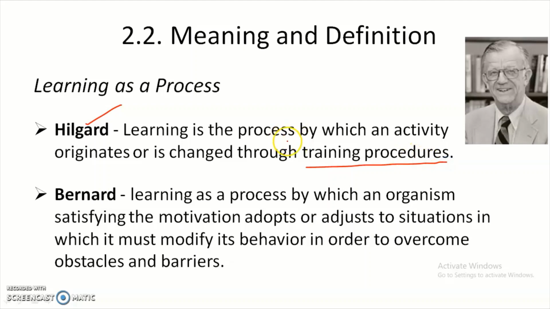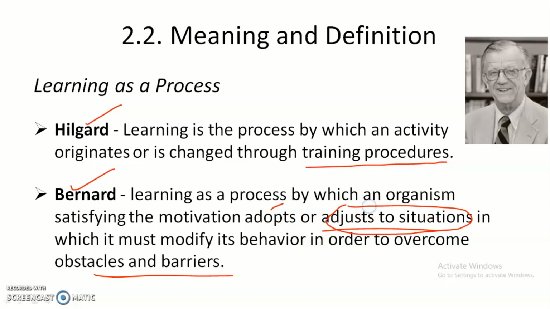Right? That means learning is a process by which our activities are changed with the help of some training procedures. And as per Bernard, it is a process by which an organism satisfying its motivation adopts or adjusts to the situations in which it must modify its behavior in order to overcome the obstacles and barriers, right? So learning is a process where we have to adjust to the situations.